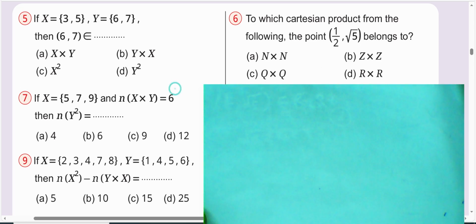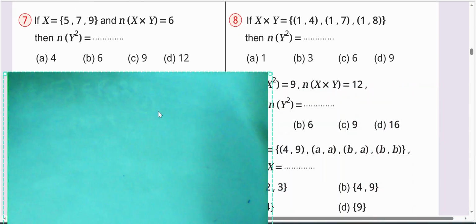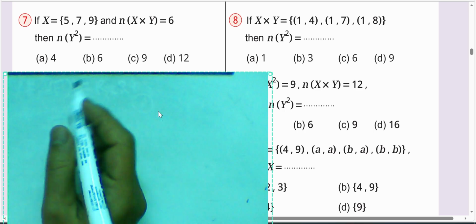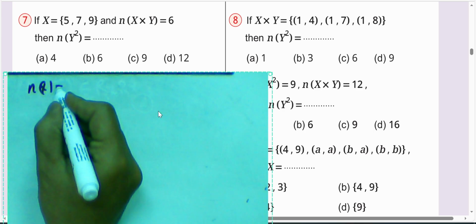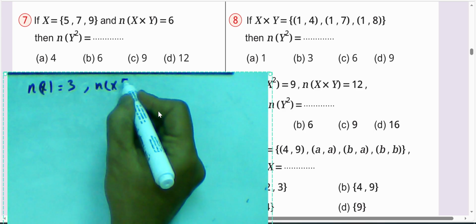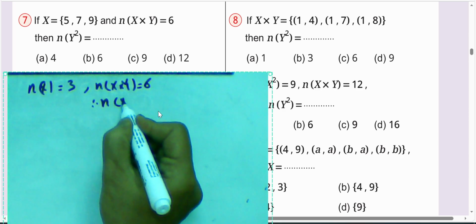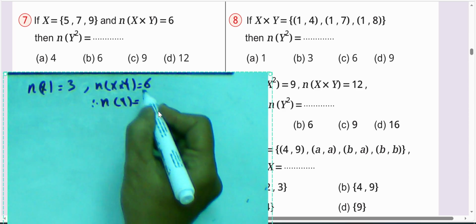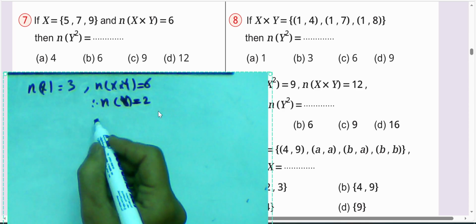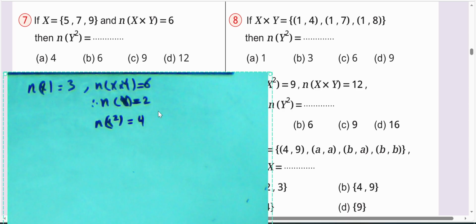Next question, number 7, we have two sets. He gives me the number of elements of x by y was 6, and he wants to find the number of elements of y squared. First, we know the number of elements of x. We have 3 elements in x. And the number of elements of x Cartesian product with y was 6. Then the number of elements of y will be what? 3 times what equals 6? 3 times 2. The number of elements in y, we have 2 elements. Then the number of elements of y squared, 2 times 2 equals 4. Then the answer will be 4.